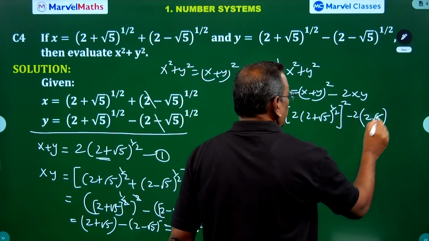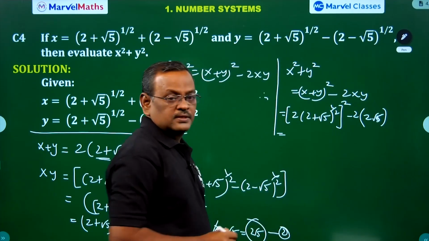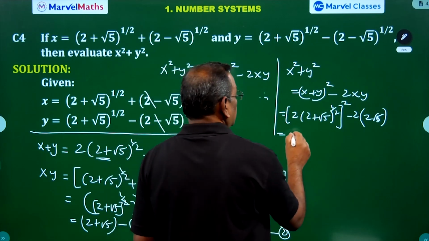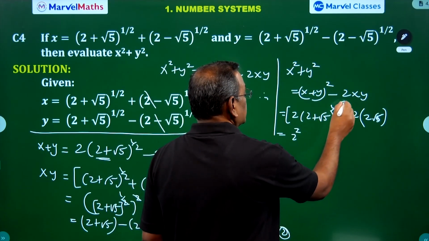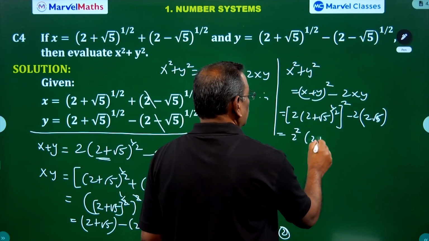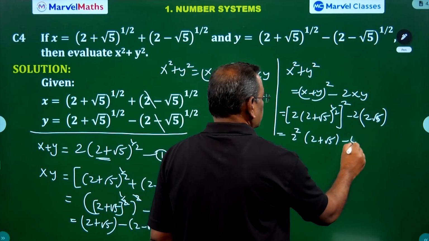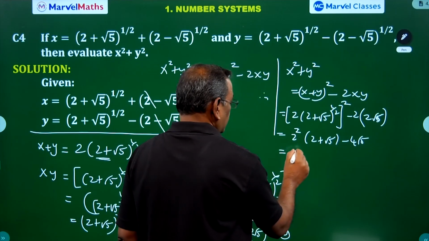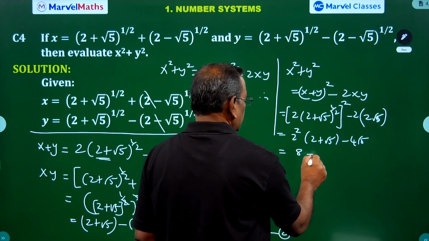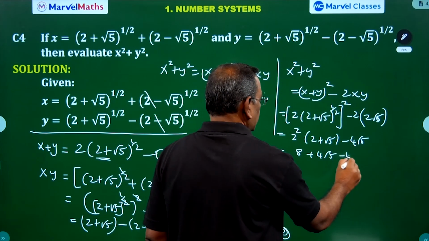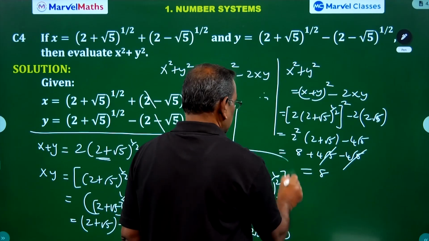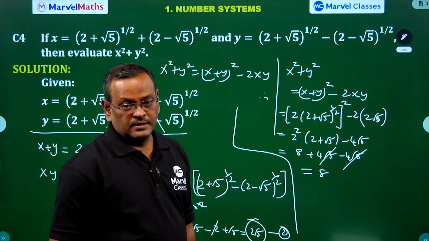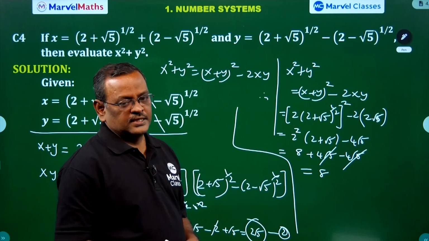2 root 5. So if you expand this, 2 square, correct, and the half power gets cancelled. So 4 into (2 plus root 5) minus 4 root 5, which is equal to 8 plus 4 root 5 minus 4 root 5. These two get cancelled. The final answer is 8. One of the tough Section D questions.